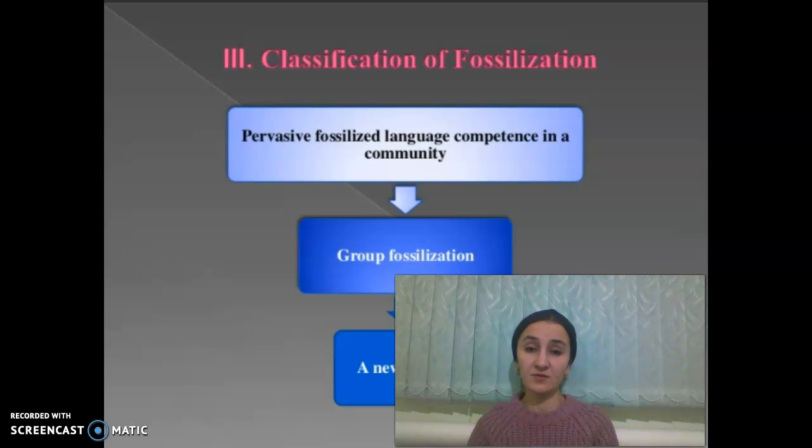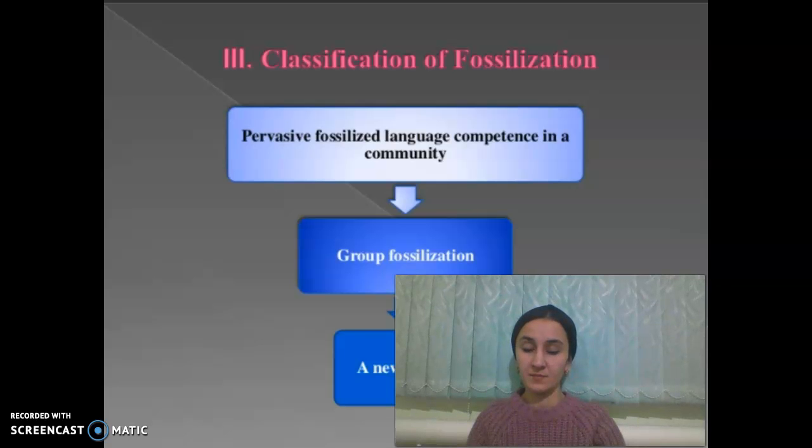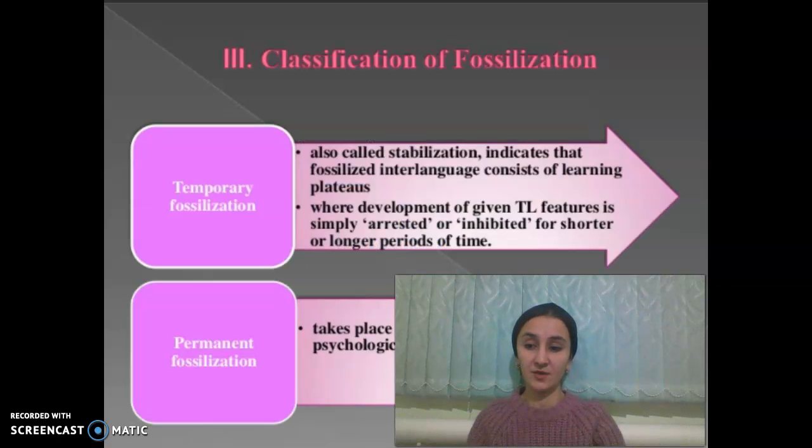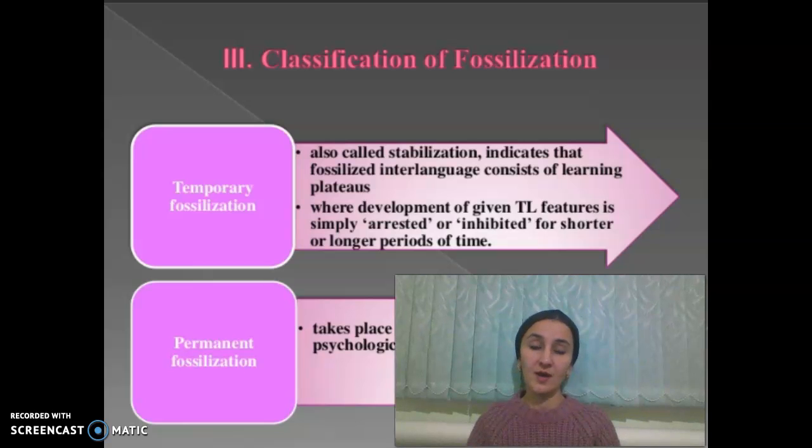About group fossilization: because of group fossilization, new dialects come. Maybe in the past, groups of people were the cause, the reason for new dialects in current life. So that is a natural thing. So we have the classification of fossilization.